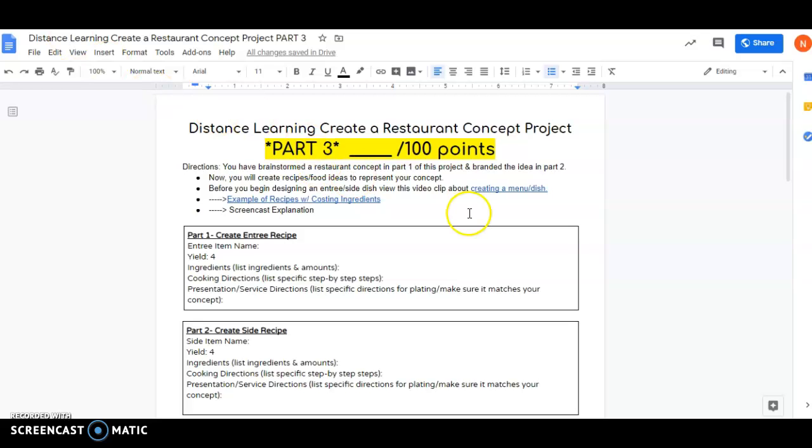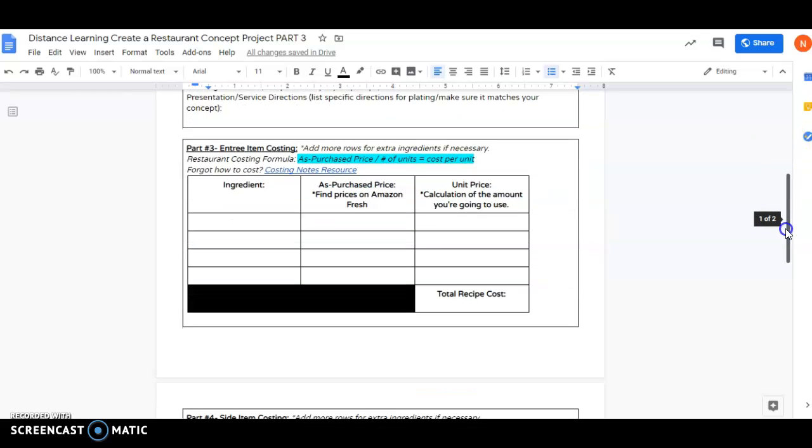So before you start putting together recipes, which is the objective of this, you're going to create an entree and a side which you would sell at your restaurant. So if you picked fine dining, you're going to pick a recipe that's going to support that. If you picked a burger, you're obviously going to be creating a burger recipe to support your concept. So it should all match together. And then after you come up with your recipes, you're going to be costing it out.